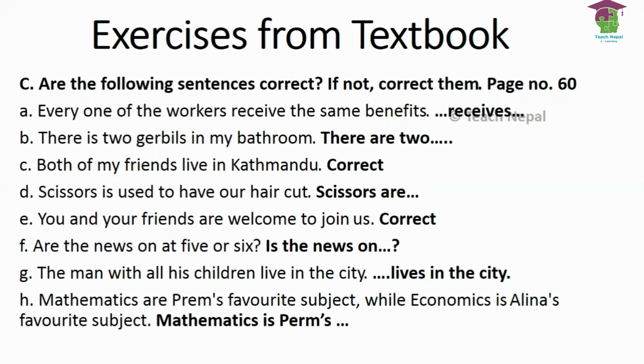So for example, every one of the workers receive the same benefits. Every one of the workers receives, because everyone, this is an indefinite pronoun. There is 2 gargoyles in my bathroom. There are 2 gargoyles, right? Both of my friends live in Kathmandu. This is correct. Scissors is used. Scissors are used.